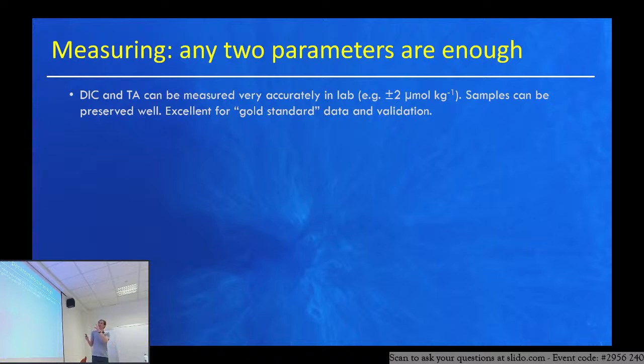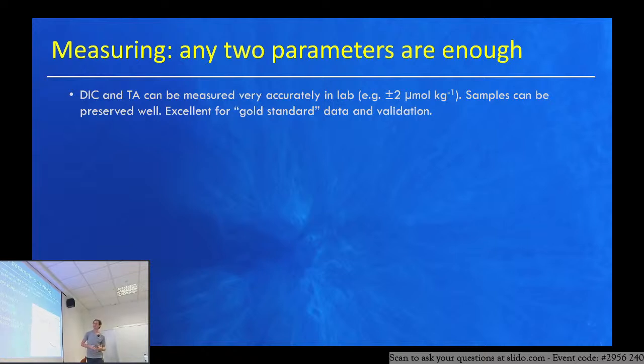Now, DIC and alkalinity are the two that we can generally measure with the greatest accuracy. We've got extremely well-designed analytical kit that's really geared towards seawater analysis. And we can also take samples out in the field and bring them back to the lab for these analyses. So generally, we can get very, very good analytical uncertainties, and these two are kind of the gold standard.